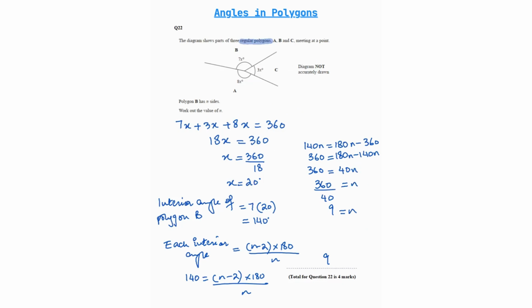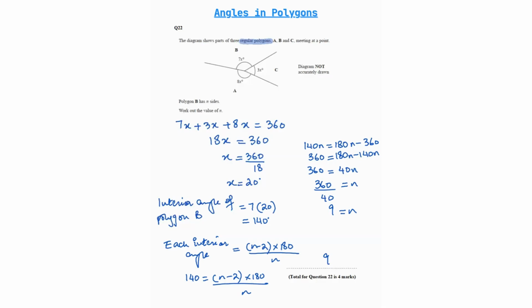Then you need to remember your interior angle formula, which is n minus 2 times 180 over n. The sum of interior angles is n minus 2 times 180, then you do not divide by n. Other than that, you need to know your exterior angle formula, which is 360 divided by n. And for the number of sides, you can do 360 divided by exterior angle.